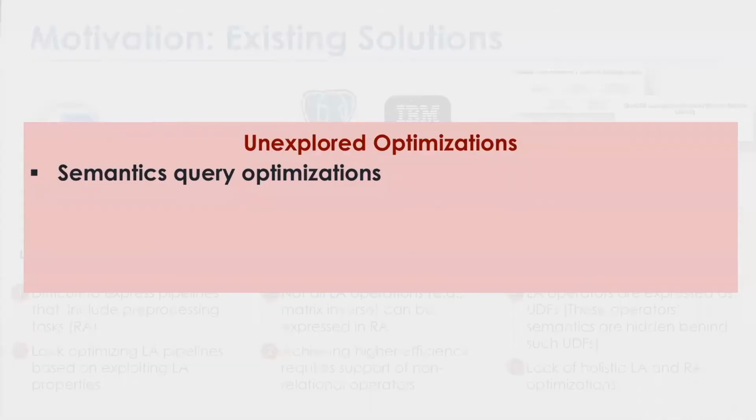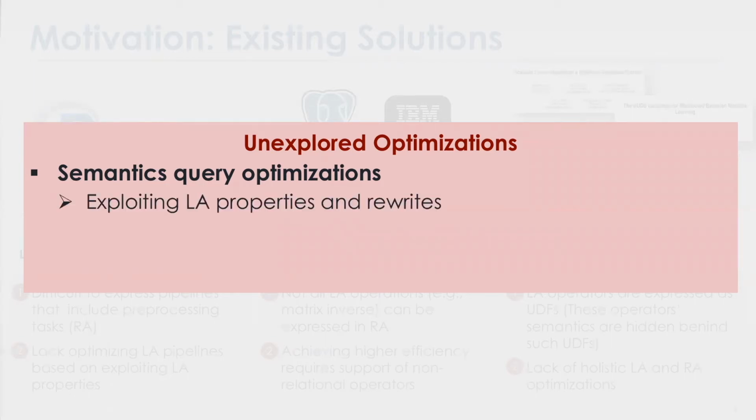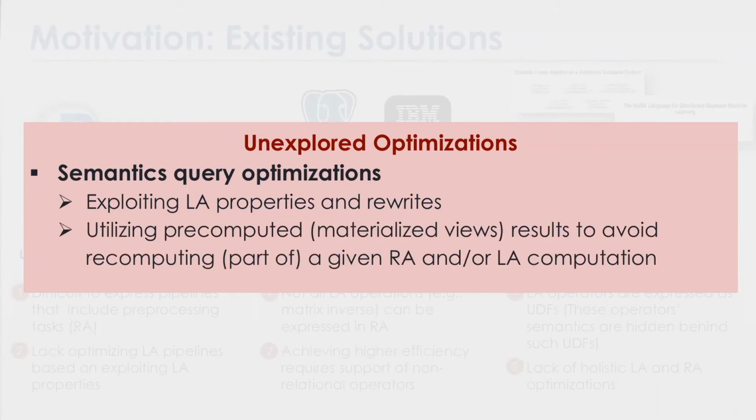In summary, what are the unexplored optimization opportunities in existing solutions? These systems provide no capabilities for holistic semantic query optimizations, including optimizing linear algebra pipelines based on exploiting various linear algebra properties, and utilizing pre-computed results to avoid recomputing part of a given relational algebra or linear algebra computation. Such optimizations can bring enormous performance savings. Let's see some real-world examples of the benefits of this class of optimizations.